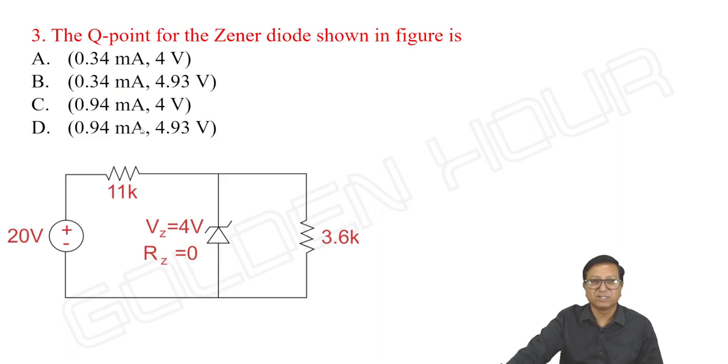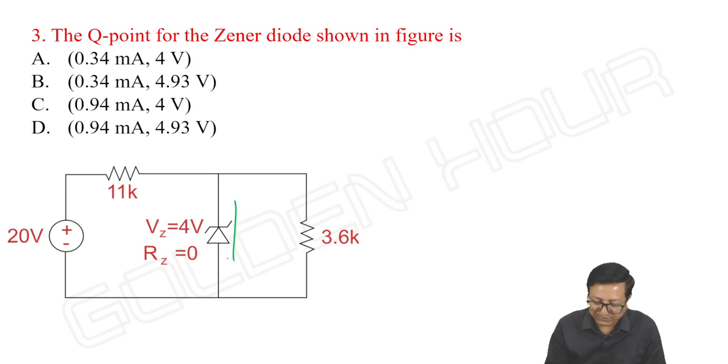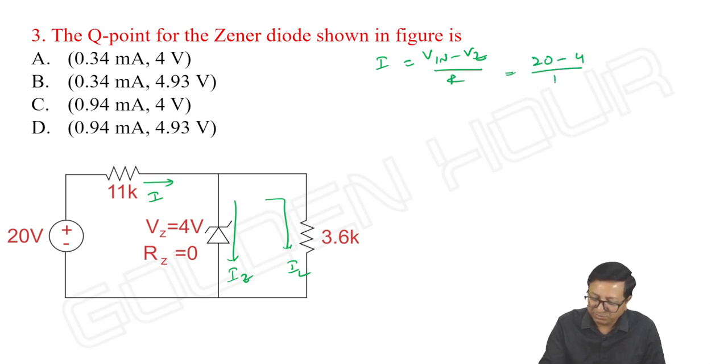Operates in reverse bias. Now see this one question. The Q point of the Zener diode shown in figure. What it might be? It's a Q point, means IZ and VZ they are asking. IZ, IL, current I. So we can first write I is equal to (V in minus VZ) by R. It is (20 minus 4) by 11 kilo ohm.